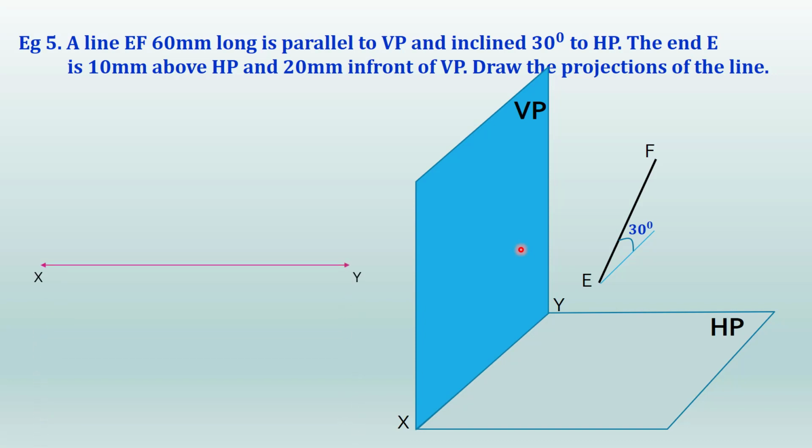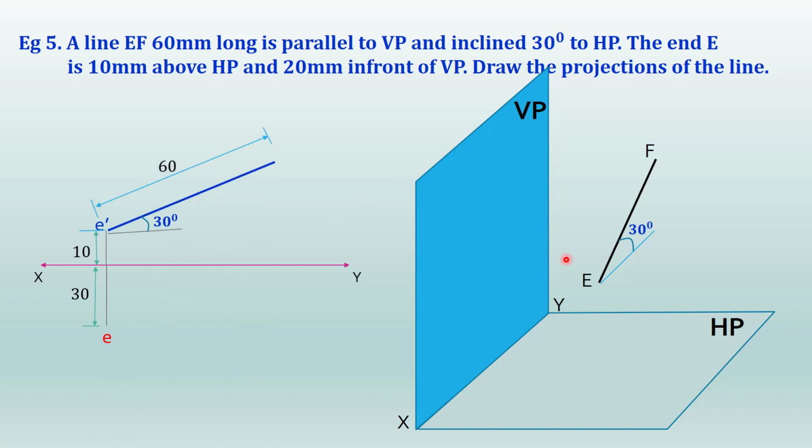So first we will draw the XY line. Then here we know the end E is 10 mm above HP. That means E dash is 10 mm above XY and 20 mm in front of VP. So E will be 20 mm below the XY line. So we got the points E dash and E. Now since the line makes an angle of 30 degrees to HP, the elevation will make an angle of 30 degrees with the XY line, so you can draw this line.